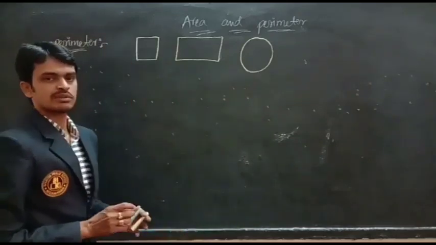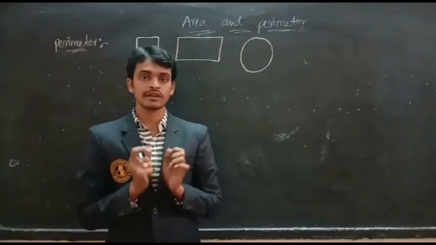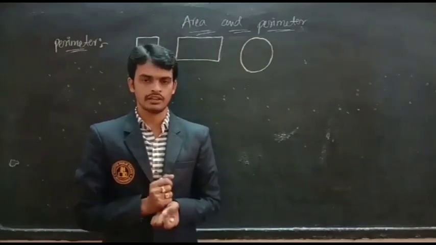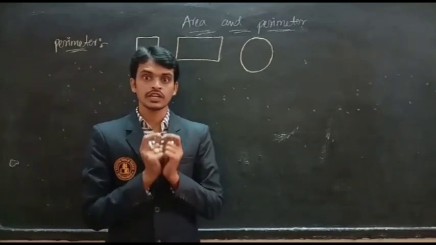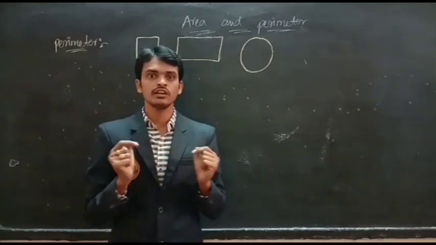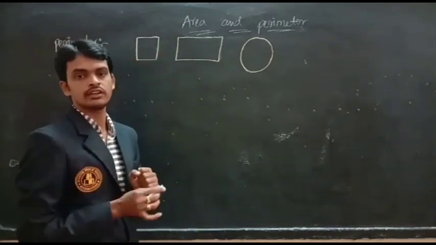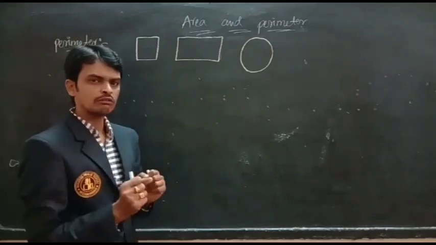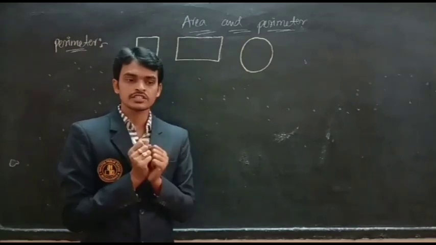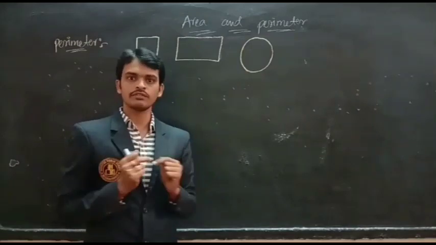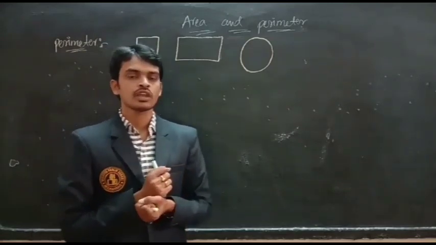Now let us give some examples for perimeter. A farmer wants to fence his field with a wire. So what should we do? We should calculate the total length of the field. Where will we fence, inside or outside? Outside of the field. Then what is that? Perimeter.